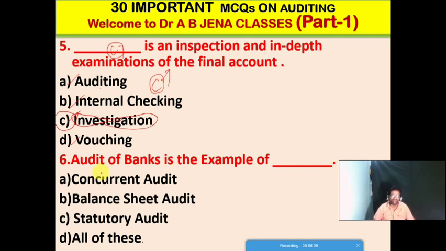So next one MCQ, audit of banks is the example of which types of audit? A, it's a concurrent audit. B, it's a balance sheet audit. C, it's a statutory audit. D, it's all of these. Friends, so D is the right option for this MCQ. Audit of banks is the example of a concurrent audit as well as balance sheet audit as well as a statutory audit. So D is the right option for this MCQ.